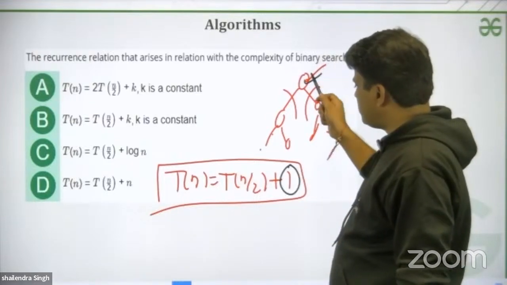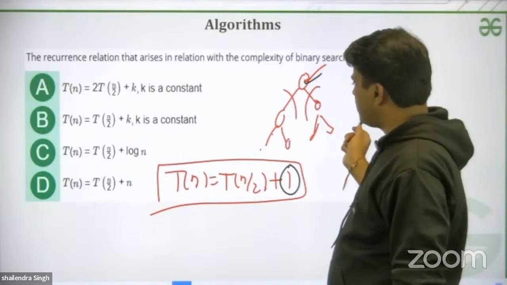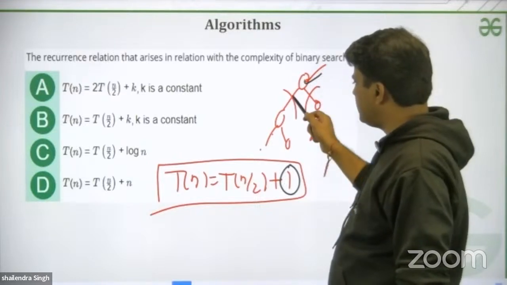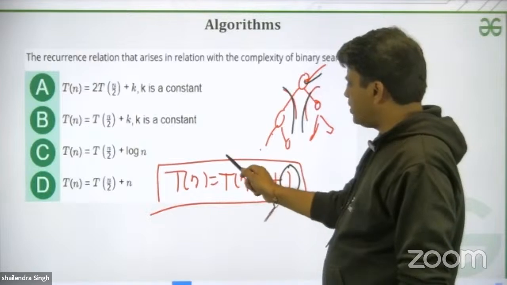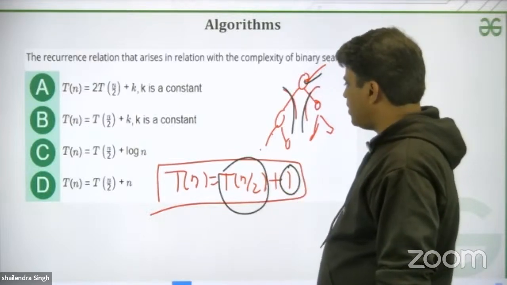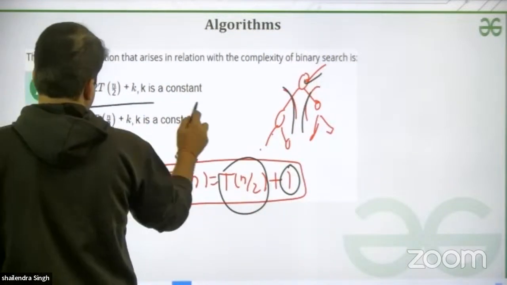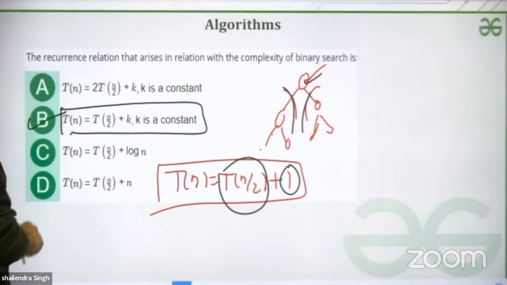If it is matching, then return. If it is not matching, less than, go to the left side, right? Greater than, go to the right side. So either the left half or the right half, so we consider only one part, T n by 2. So the recurrence relation is T n equals T n by 2 plus 1 or a constant. So this is the answer. K is a constant. B is a correct answer.